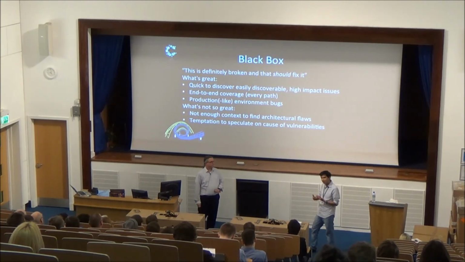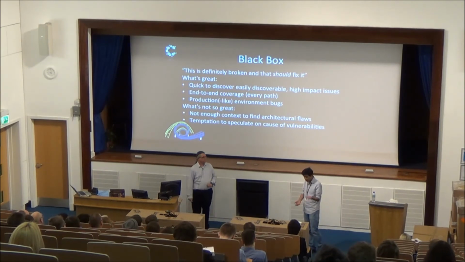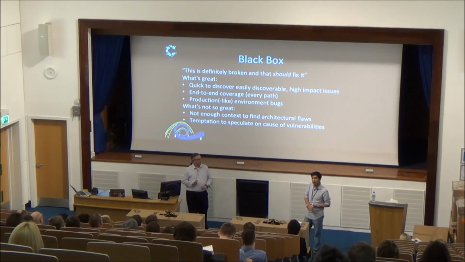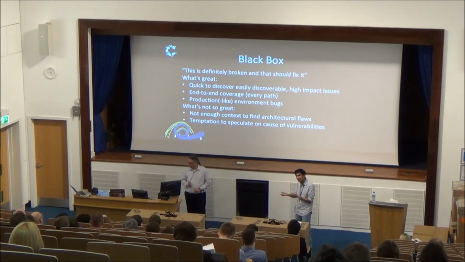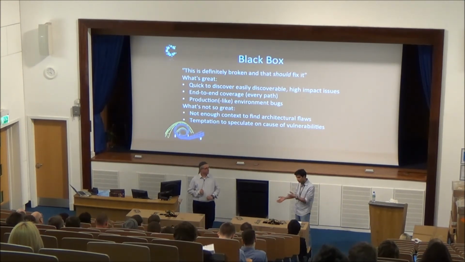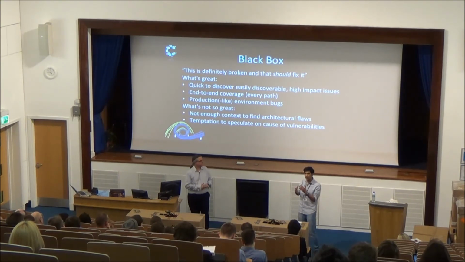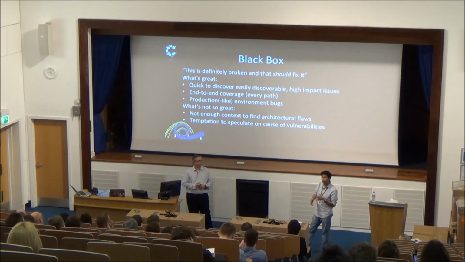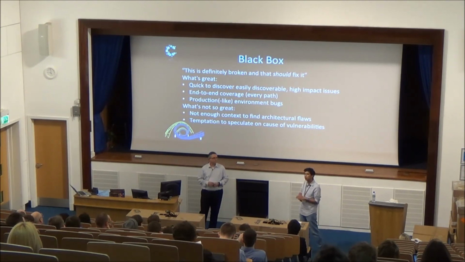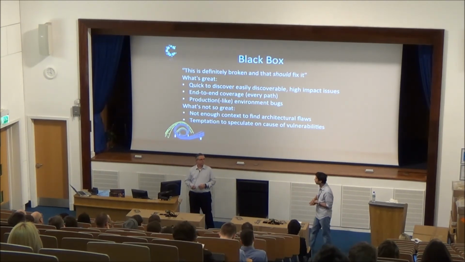And there's always that temptation to speculate. When you see a cross-site scripting issue in, say, a production web application, you think, well, you should probably do some output encoding. But the thing is, it's very hard for you to be sure that it's the application that's causing the cross-site scripting issues. You might have a bunch of reverse proxies in front, you might have another third-party application in front. So it's very hard to come up with the actual source of a vulnerability that you found in production using black box testing.